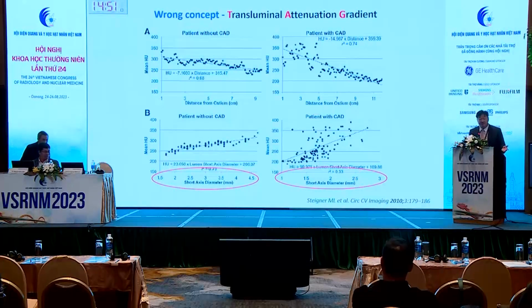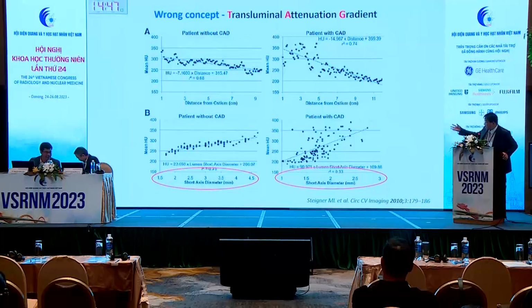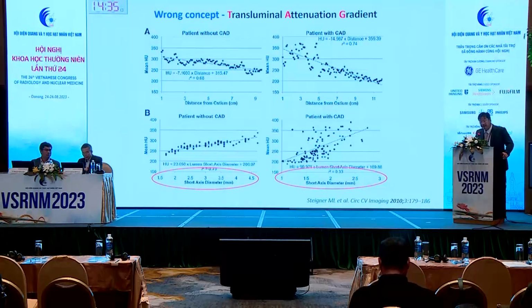So let's review the previously reported studies. They argue that TAG happens, but in the case of patients without coronary artery disease, the vessel diameter is 2 to 4.5 millimeter, a relatively big coronary artery. When they argue for TAG positive, the vessel diameter is 3 to 1. It's a very small vessel, and the steep attenuation difference is expected.